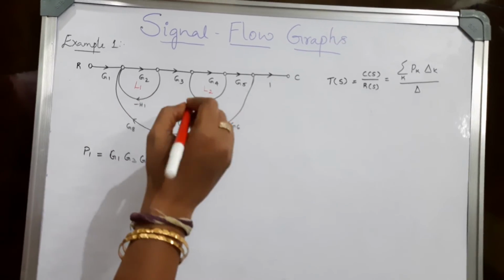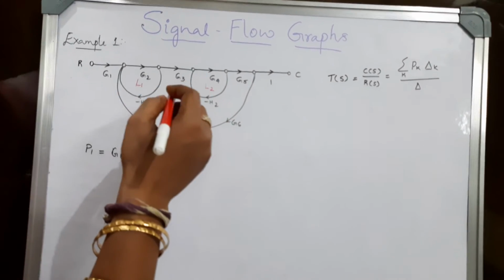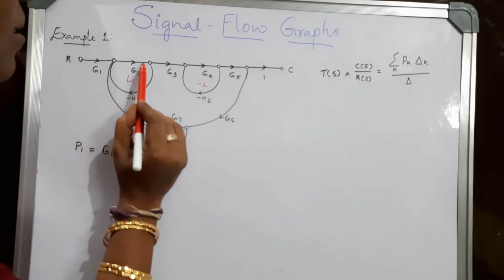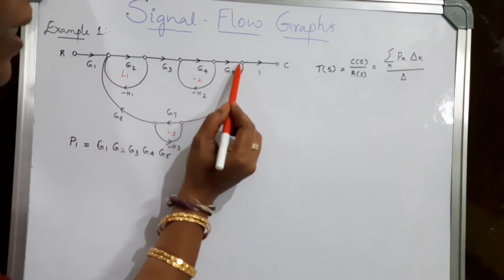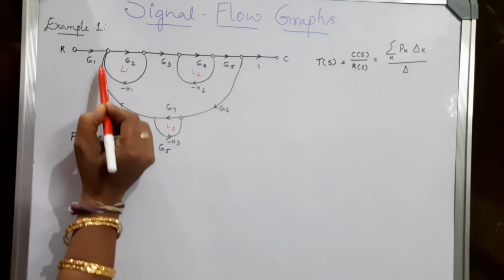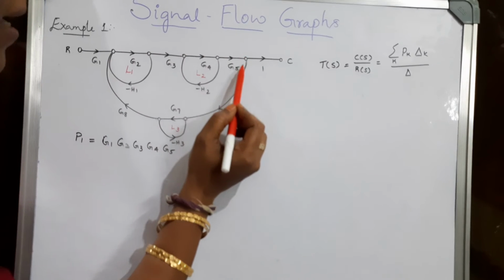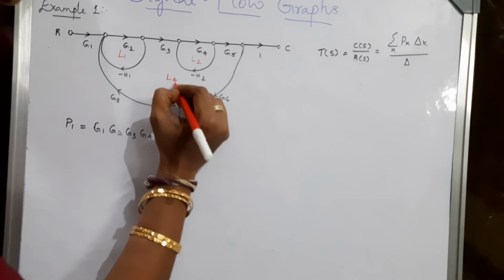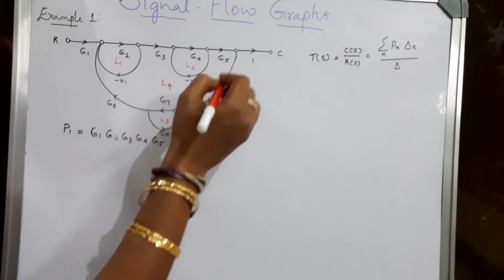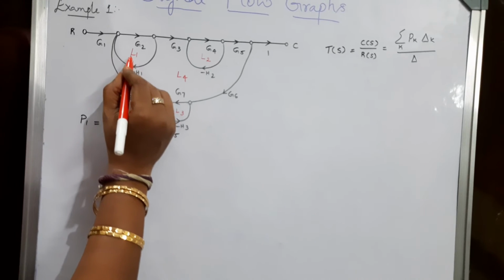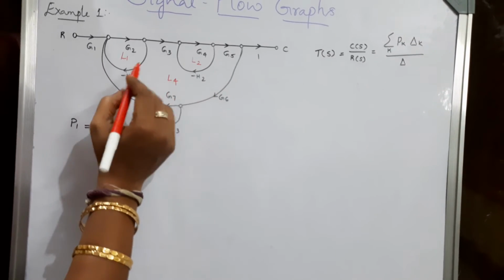We need to find out whether another loop exists or not. You can see here, this is another loop. It is starting and ending at the same node. I can treat this to be L4. Any other loops you have, you can find out, but I could see here only 4 loops with respective gains.